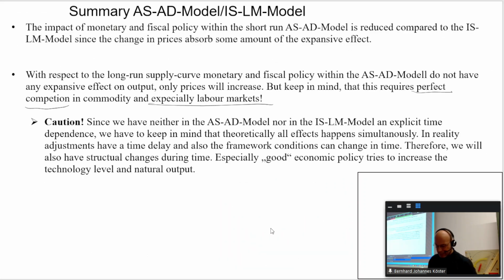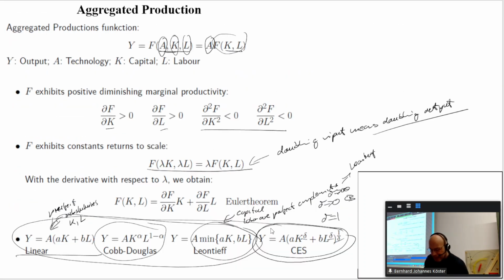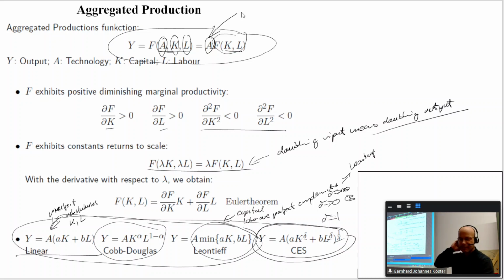Then we talked a little bit about the neoclassical model, especially about the neoclassical production function, and especially you have to keep in mind this parameter A, the so-called technology parameter, and this more or less fixes the framework of our economy, while we suppose that the main input factors, capital and labor, are varied by the enterprises in order to maximize profits.